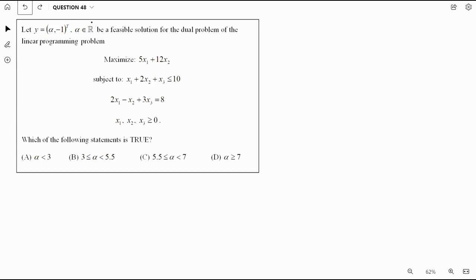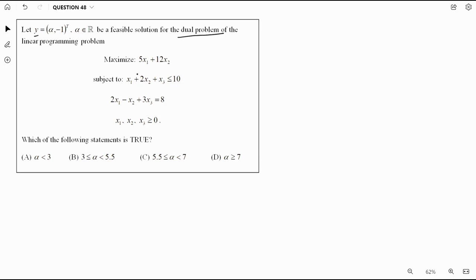Today we are going to solve question 48 from GATE 2022. We are given y equal to (alpha, minus 1) transpose, where alpha is a real number, and this is a feasible solution for the dual problem of this given linear programming problem. So note that y is not a solution to this problem, it is a solution to the dual of this problem. From this information we have to find out which of these statements is true, and all these statements contain alpha and some bounds on alpha.